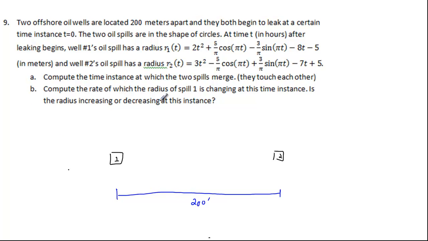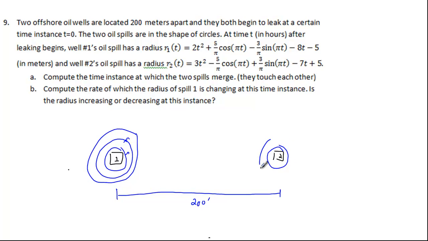Now we want to assume that the oil spills are in the shape of circles. So the oil spill starts here and it's leaking, and then it's going to expand more and leak even more. It's going to keep expanding in this circular fashion, and the same thing is happening over here. Ultimately, these oil spills will keep expanding in a circular form.